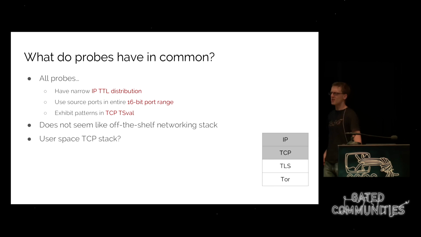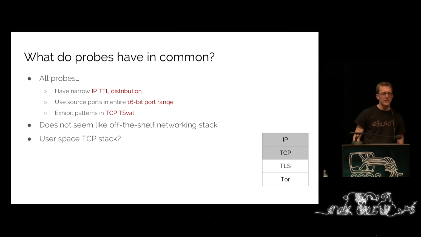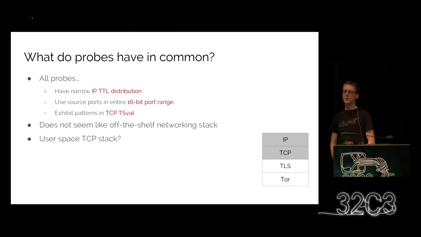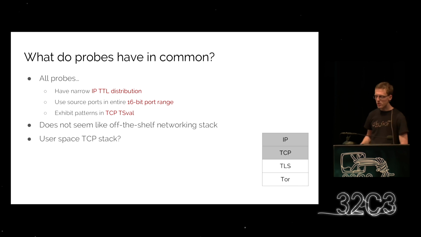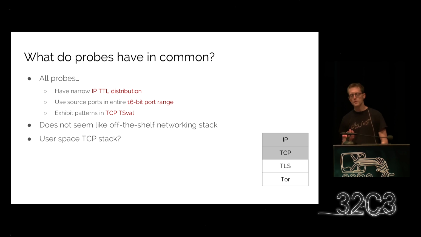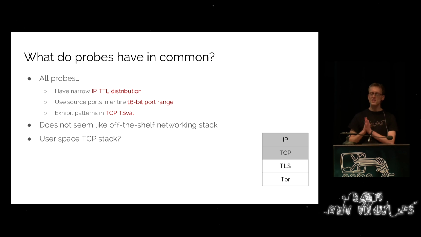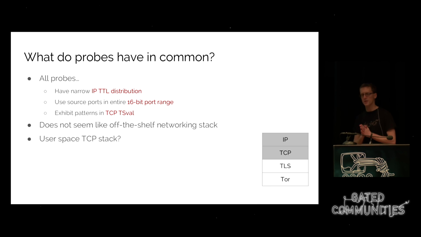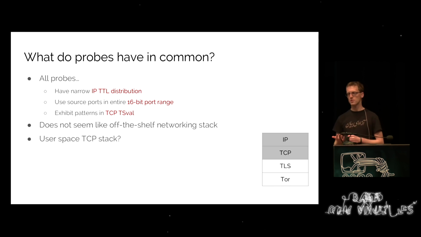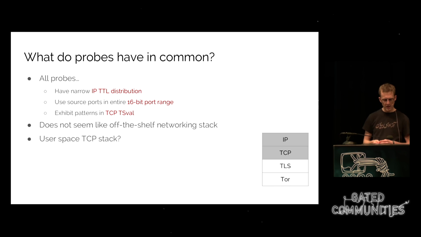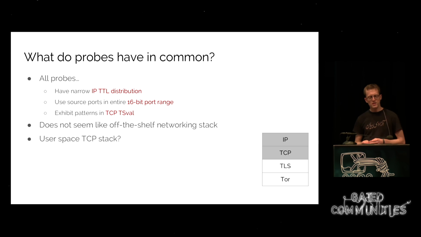And we didn't find a lot of interesting stuff. You get a somewhat narrow TTL distribution, which isn't particularly surprising and can be explained with routing. But we found much more interesting stuff at the other layers. For example, all these 16,000, not all of them, but a lot of them, use the entire 16-bit source port range, which isn't something you would find in many modern operating systems, since they don't use the well-known port range as source ports. But they did, right? We also found odd patterns in the timestamp value.